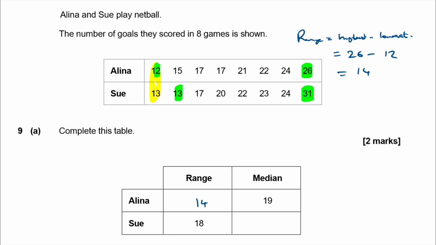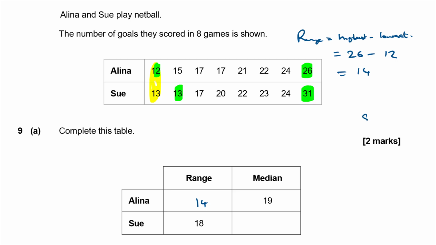Median is the middle one as you have them arranged from the smallest to biggest. Now actually, spookily, these are already arranged from the smallest to biggest, aren't they? Okay, so I don't need to sort them out. I just need to work out where the middle one is. Now I've got 8 games, so which one is the middle one?